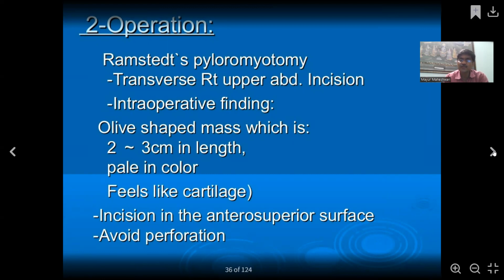The intraoperative finding usually includes an olive-shaped mass, which is 2 to 3 centimeters in length, pale in color, located at the pylorus, and it feels like cartilage. What you do is incise on the anterolateral aspect, and then dilate the muscles with the help of a special instrument, or you can use a blunt artery forceps. Now, during this procedure, you have to avoid perforating the gastric mucosa.